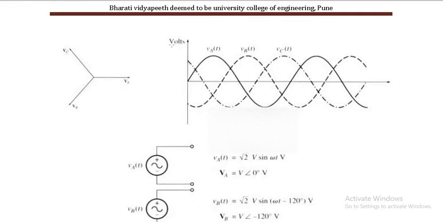This is how you can show it over here. This is one phase. Let us say it is VR. Then after 120 degrees it is Vy, and still after 120 degrees it is Vc. Okay, so if I write this as V at an angle 0, the first phase, the second phase can be written as V at an angle minus 120.